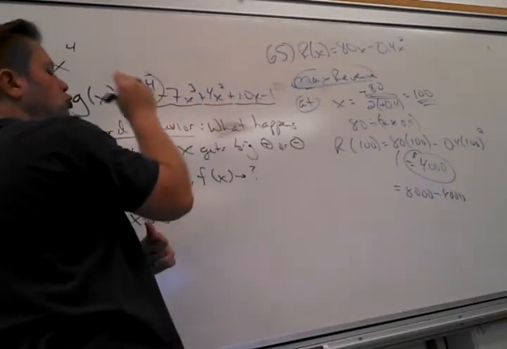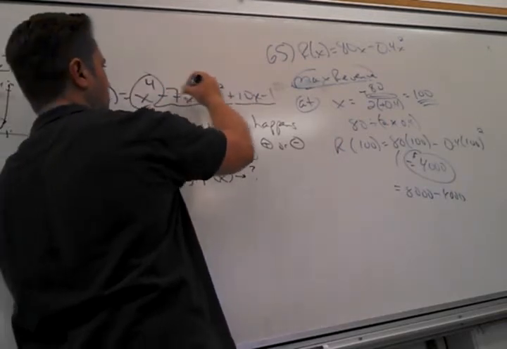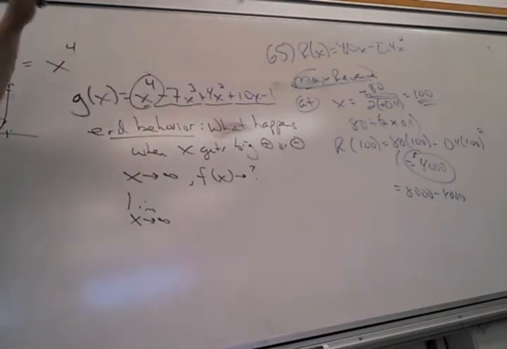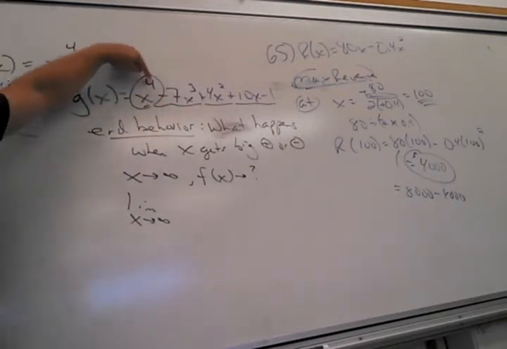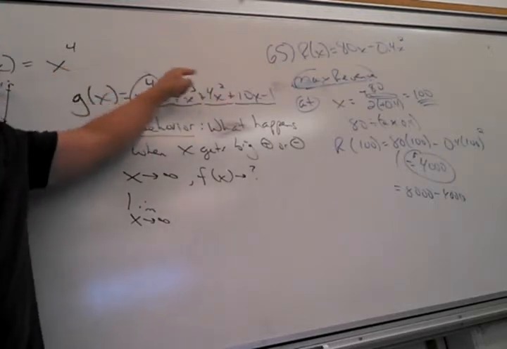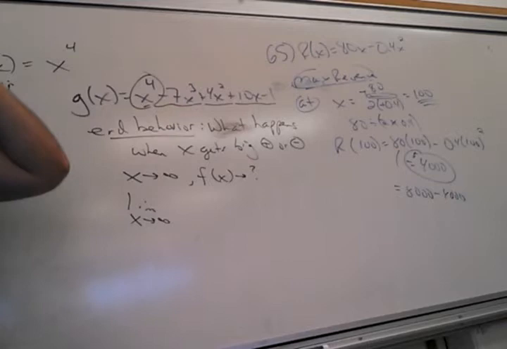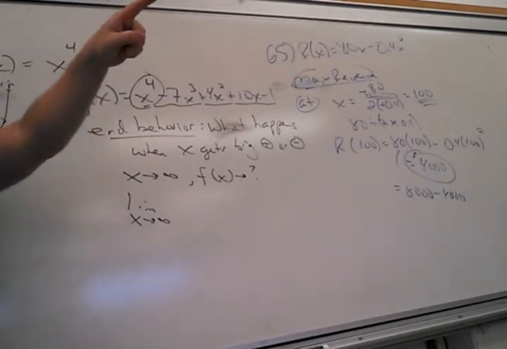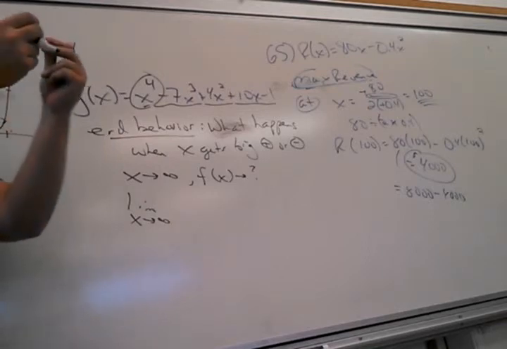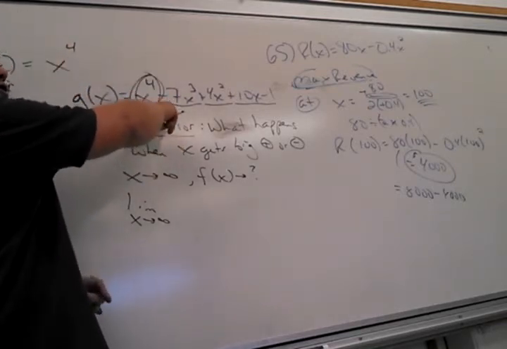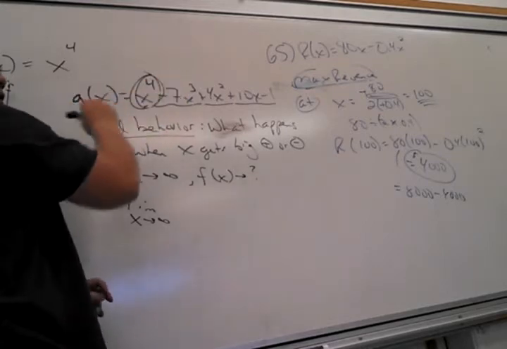So when x gets really big, these effectively go away compared to this guy. So you can imagine 1 billion to the fourth power minus this stuff, that's barely going to touch it. Yes? So whatever's the biggest exponent, that's what rules the day. Exactly. So the end behavior will relate to whatever the largest degree term is.